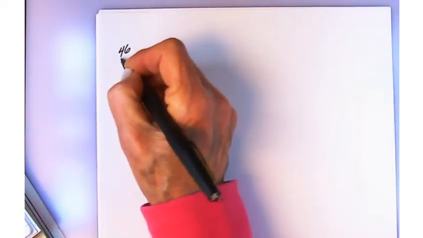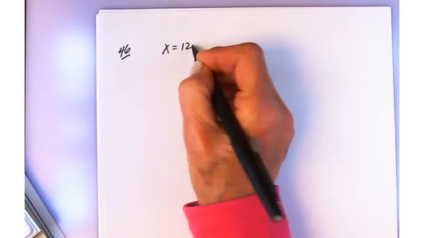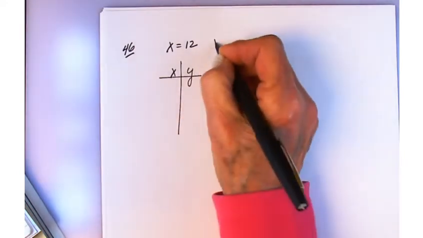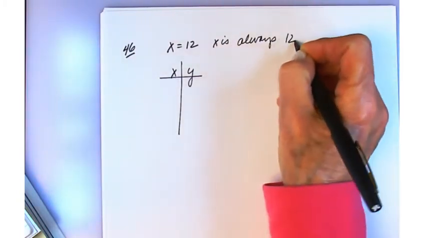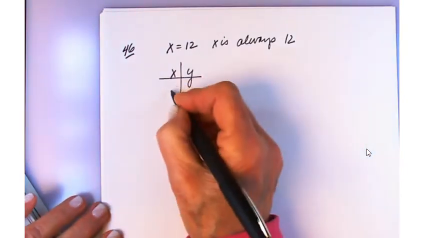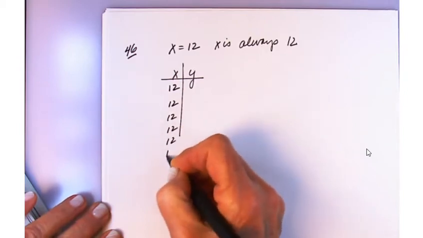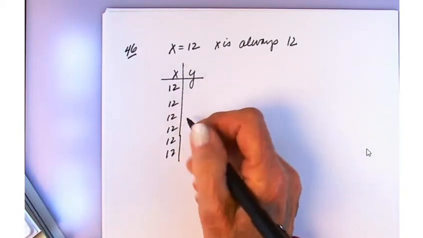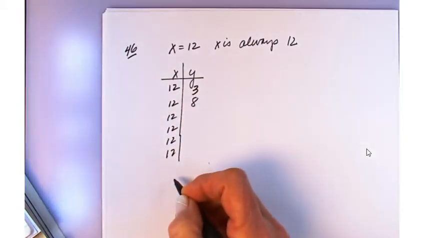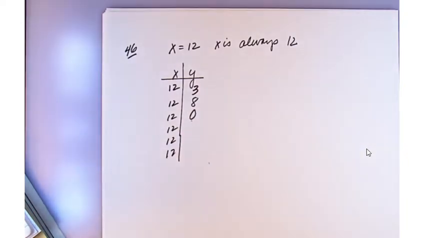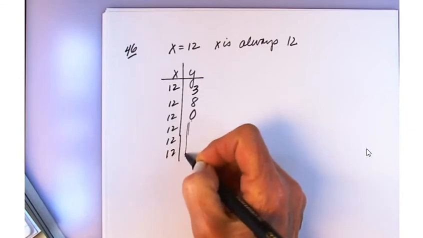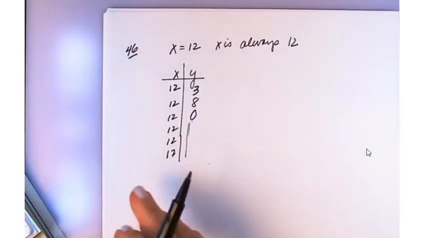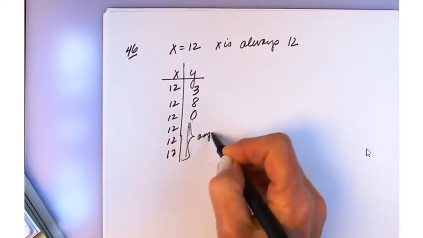How about 46? This is the one I told you that's tricky, everybody. We have our t-chart. This says x is always 12. So in this column, I'm going to put 12, 12, 12, 12. I could put down a large number of 12s. In this column, on 46, he gave us the 3 and the 8 and a 0. But in reality, this could be any number at all. I could pick 1, 2, 4, minus 1, minus 2, minus 4. This could be any number at all.